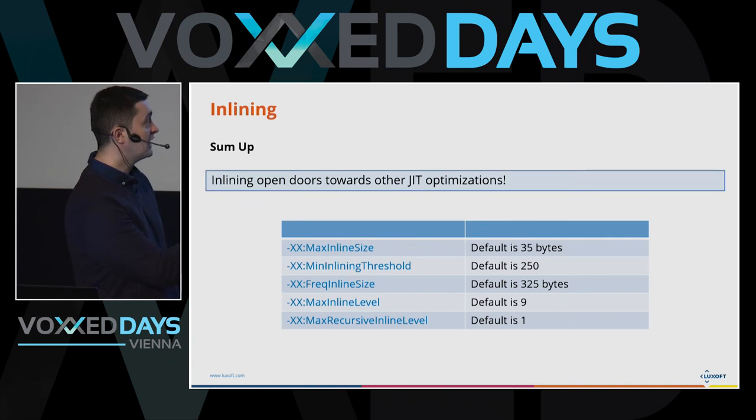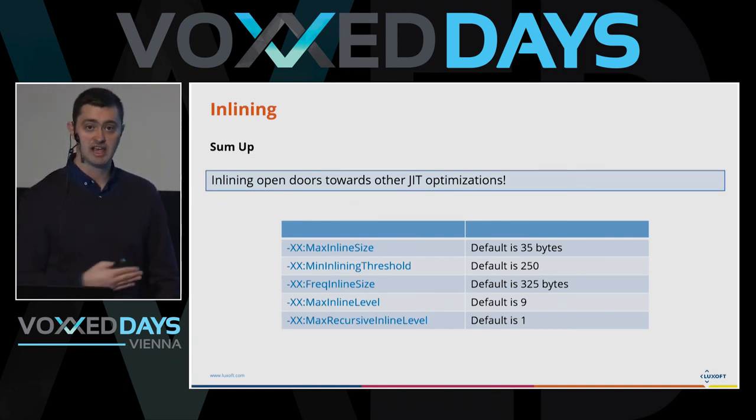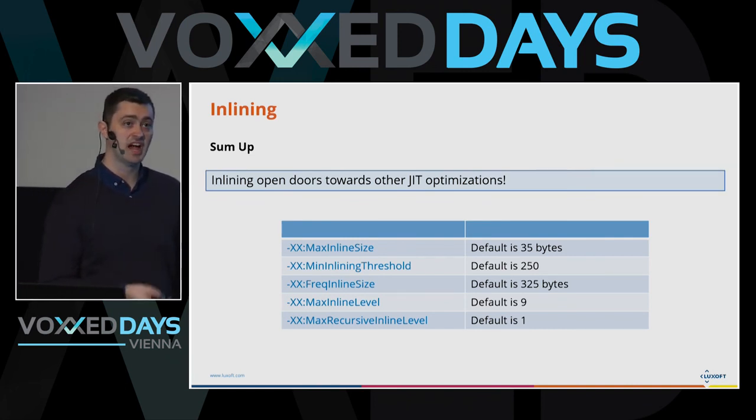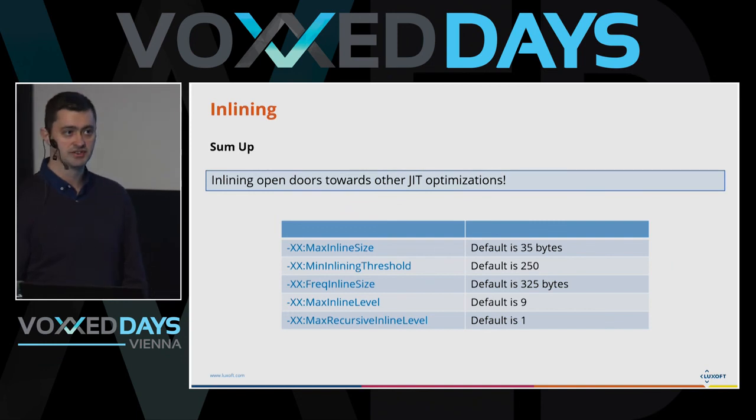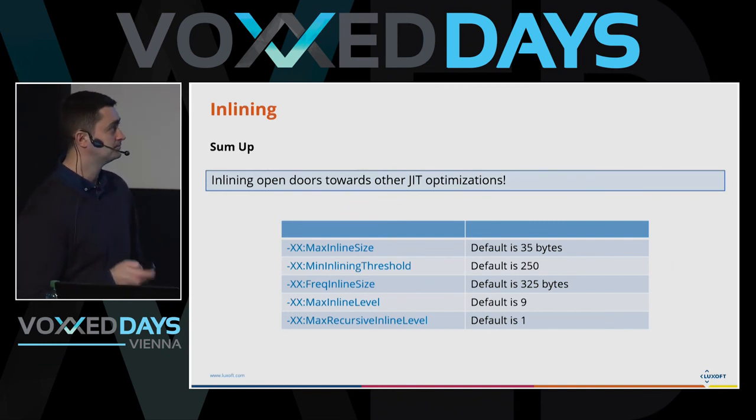As well, the max inline level, the call depth level that we discussed about, is 9 by default. And there is a max recursive inline level for recursive calls, which is set to 1 by default.